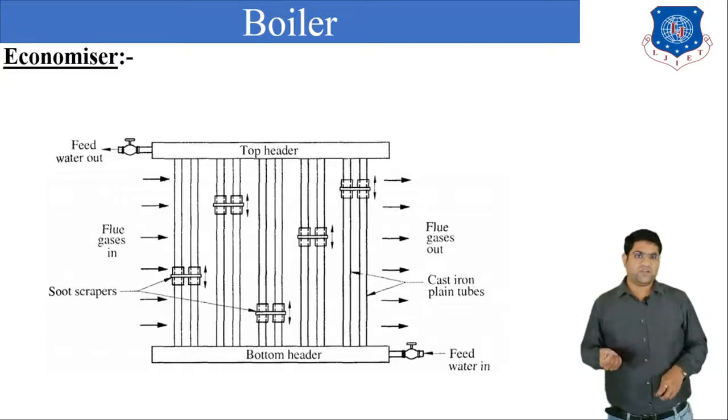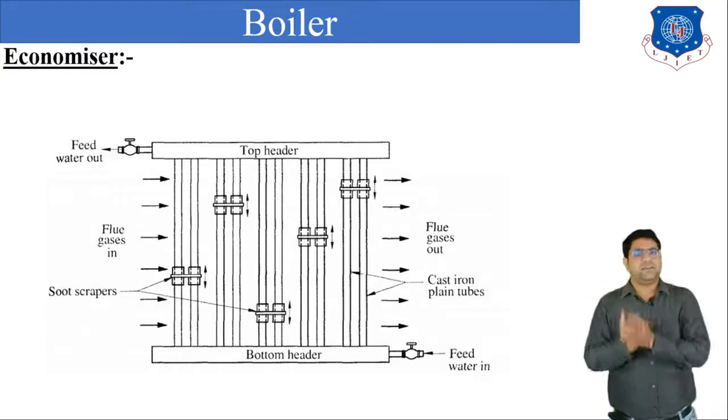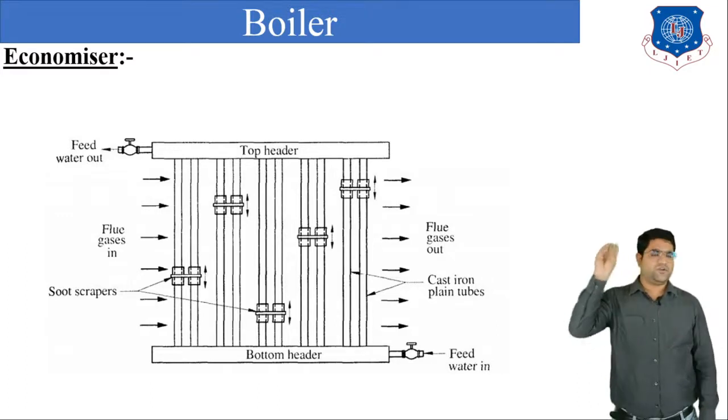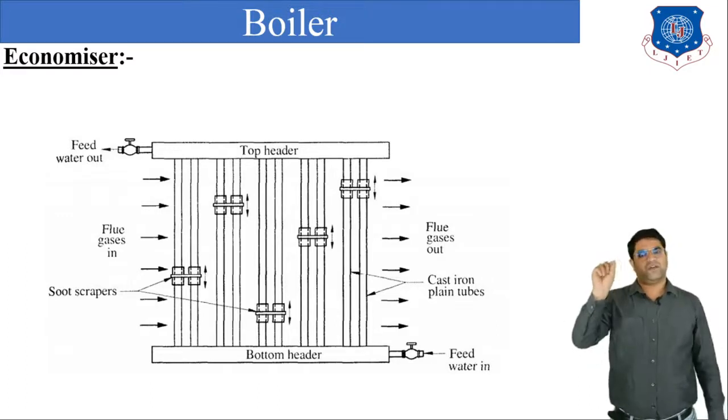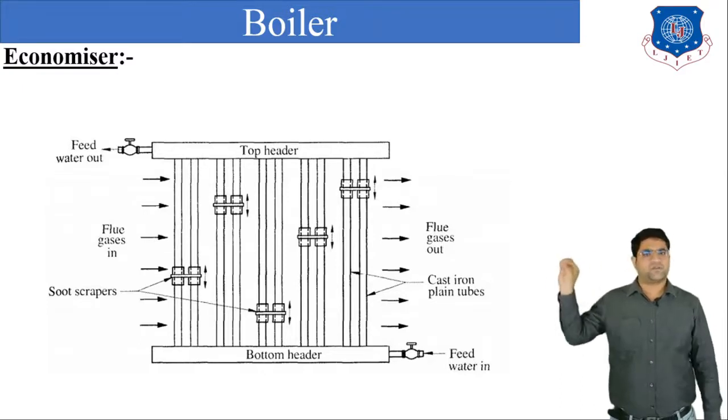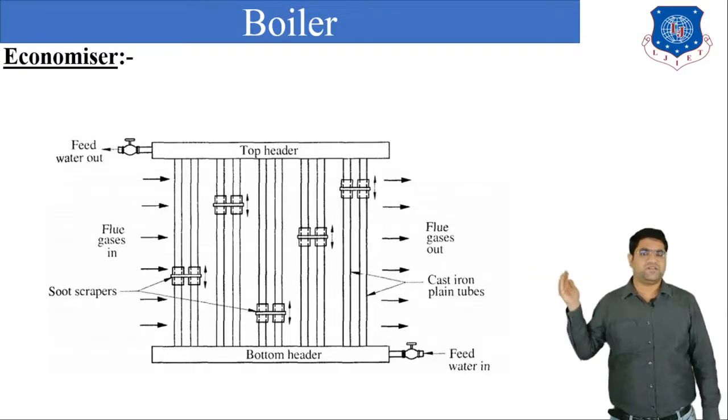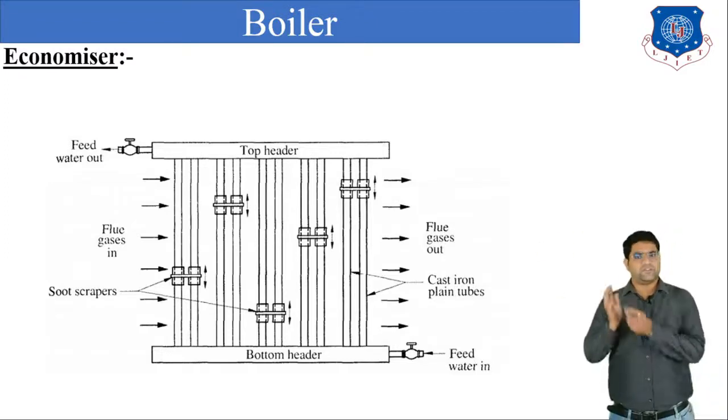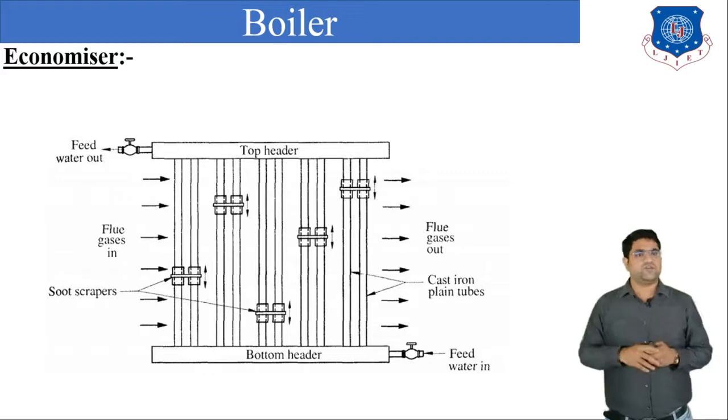be heated up. Finally this heated water comes to the top header, and from the top header we take that water out and supply it to the feed check valve, and from the feed check valve it goes into the boiler. So we can increase the temperature of the water with the help of this economizer.